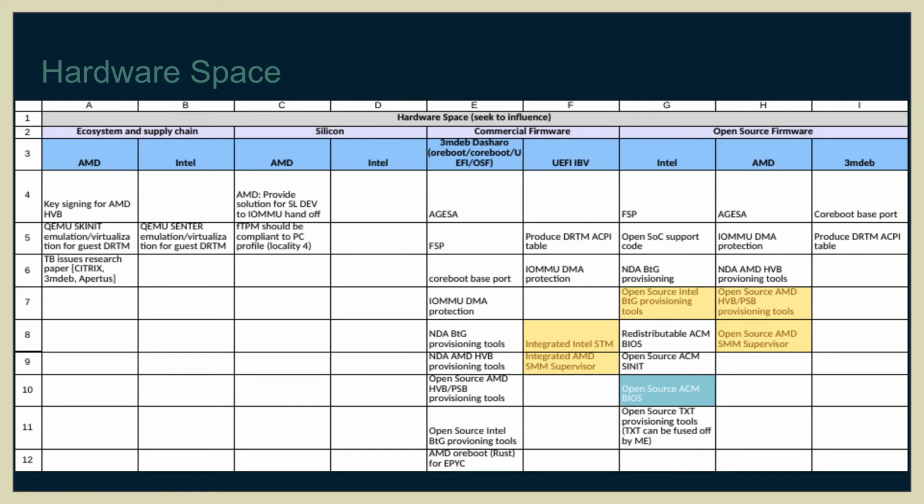And finally, one of the things 3mdeb is doing, as we highlighted for coreboot, is working on this DRTM ACPI table that they're bringing upstream. So that is one of the contributions we're looking to bring.